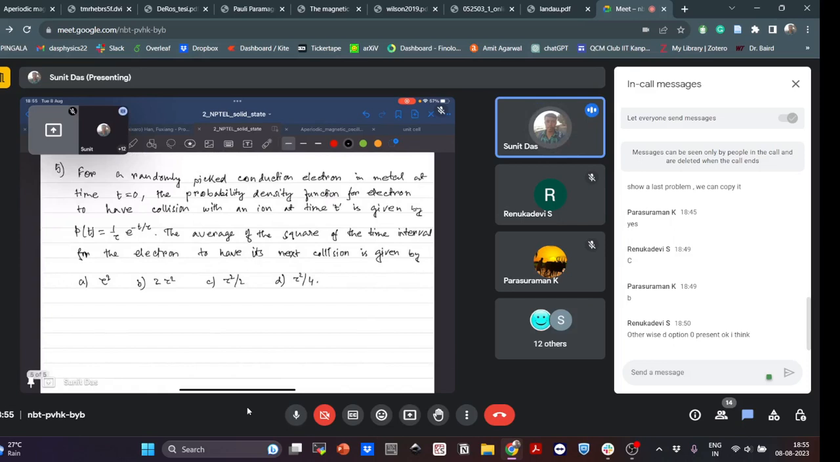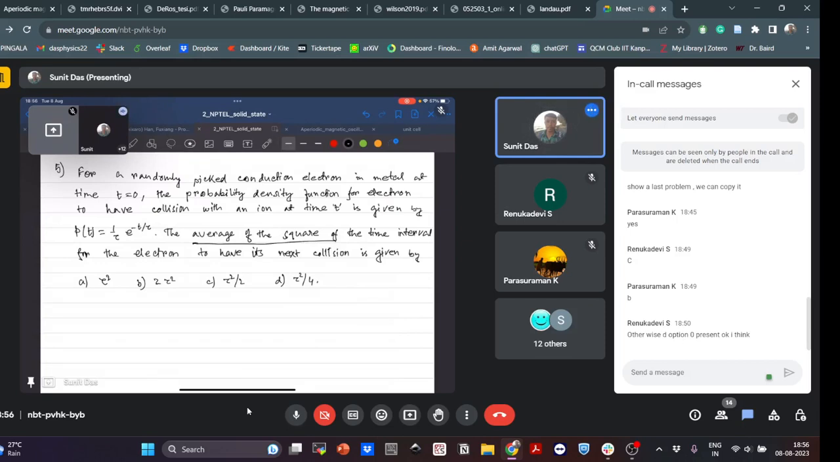Okay, so the question is, for a randomly picked conduction electron in a metal at time t equal to 0, the probability density function for the electron to have a collision with an ion at time t is given by this function, 1 by tau e to the power minus t by tau. Tau is basically a constant, which is kind of a time scale for electrons. Now the average of the square, mind it, this says that the average of the square of the time interval for the electron to have its next collision is given by this option: tau square, 2 tau square, tau square by 2, or tau square by 4.